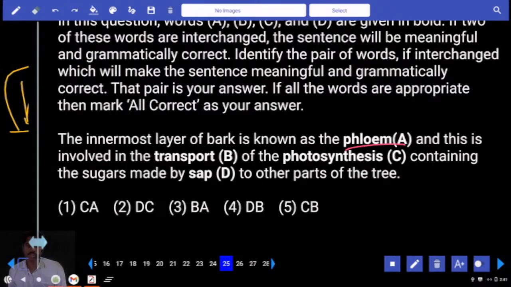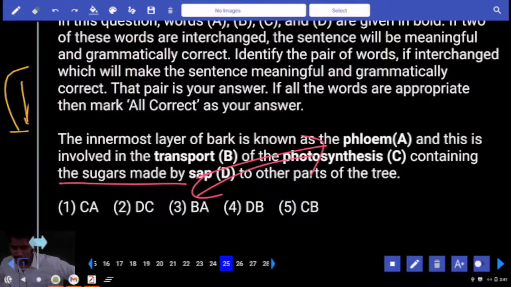This is involved in the transport of the sap containing the sugars made by photosynthesis. Then sap should go there. And this is involved in the transport of the sap containing sugars. Sap means a kind of liquid. Okay. This is involved in the transport of the sap containing the sugars made by photosynthesis.